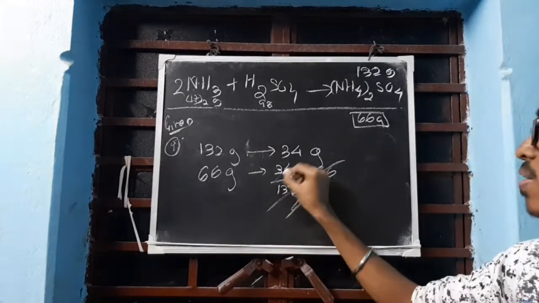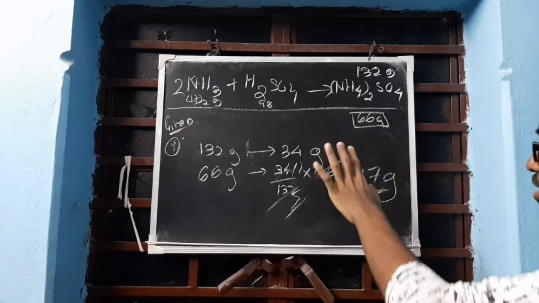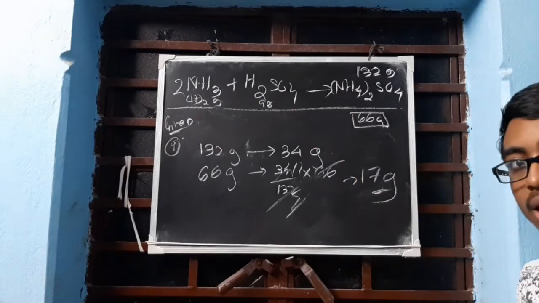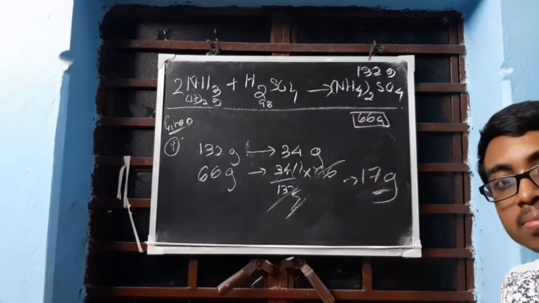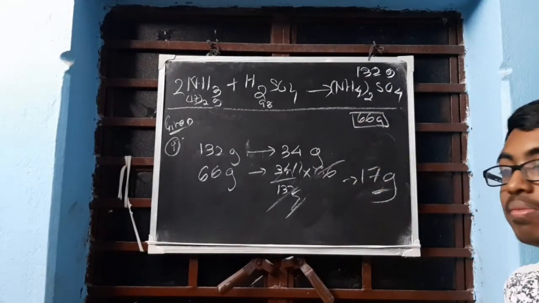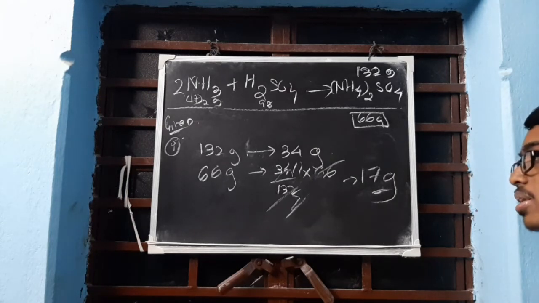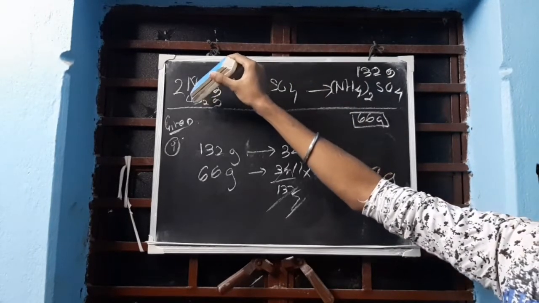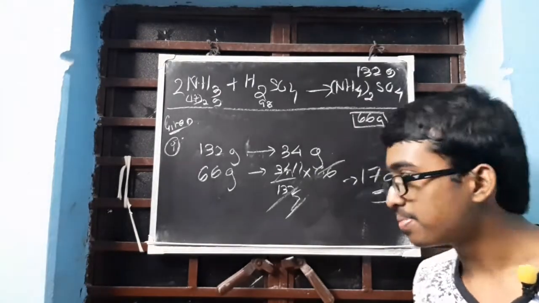Done. Clear? I showed you the calculation, but you can clearly see that this particular thing and this particular thing are double. So that thing will be half. Clear? Understood? Mental calculation also helps. So answer is 17 gram. How did we get it? This 132 gram needs 34 gram ammonia. 66 gram will require 17 gram ammonia. Clear?